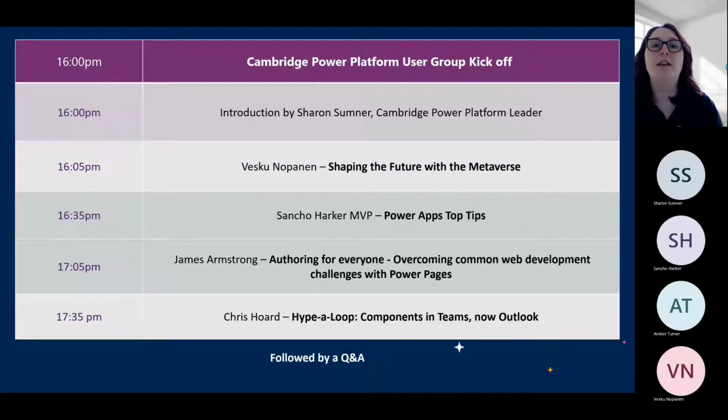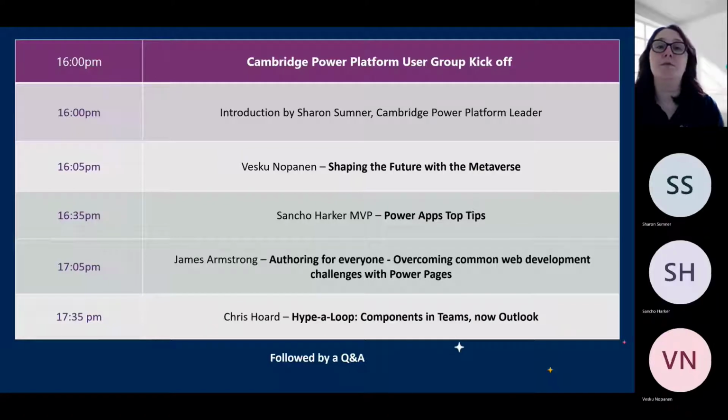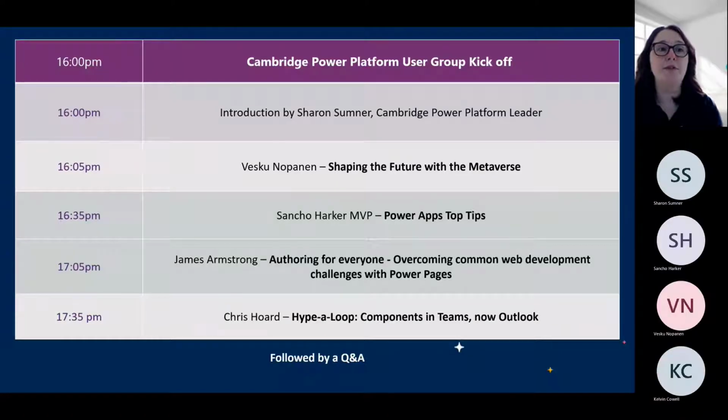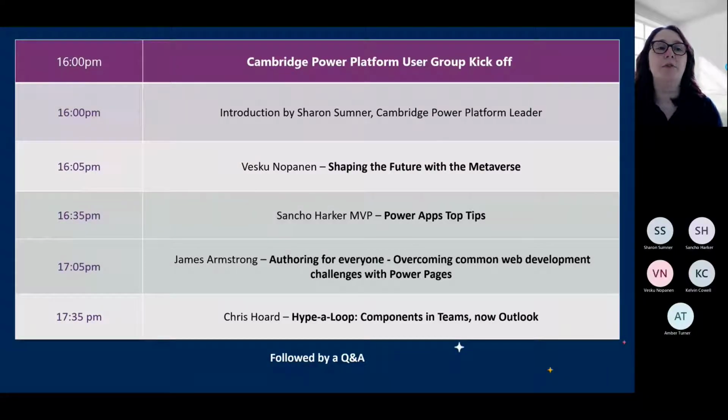After that, we have the lovely Sancho, who's been on the user group many times, and today he's going to share with us his Power Apps top tips. Really looking forward to that one. And then we've got James Armstrong. If you haven't met James, he's from Microsoft, and he'll be talking to us about the brand new Power Pages topic and how that's coming along now. It's getting towards GA and we can all start having a play with some real features there. So we thought that was a really keen one to represent today.